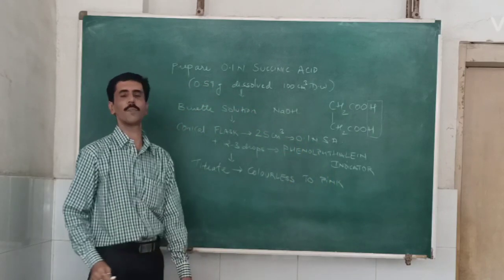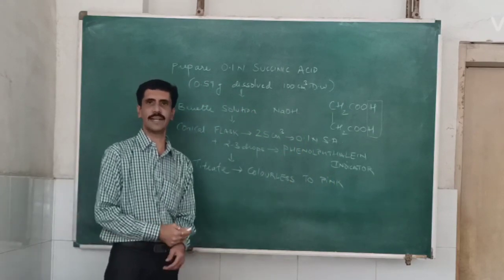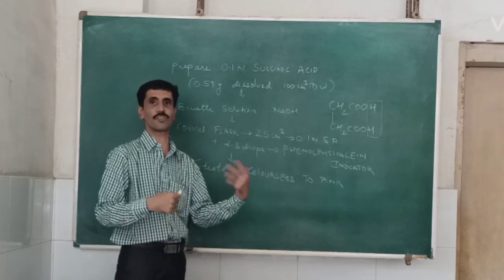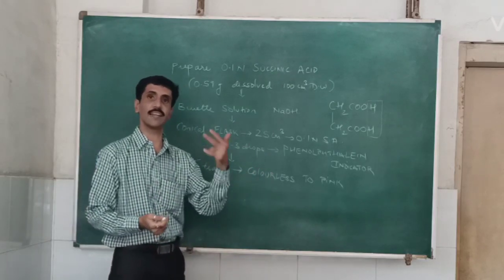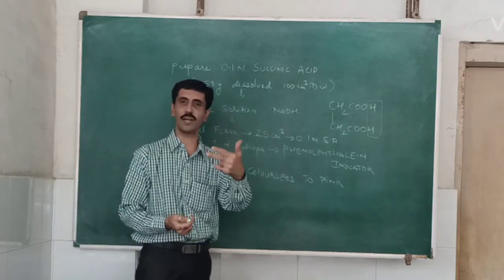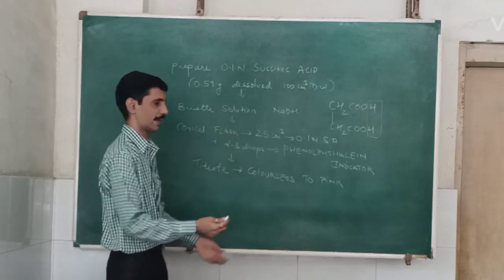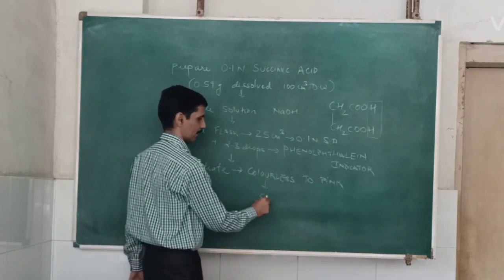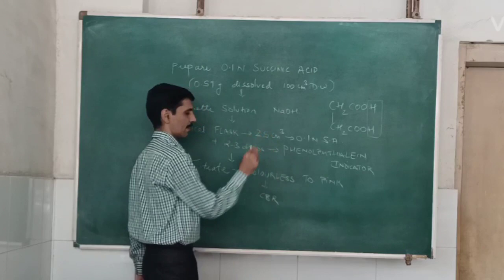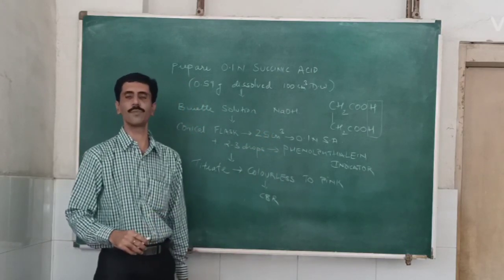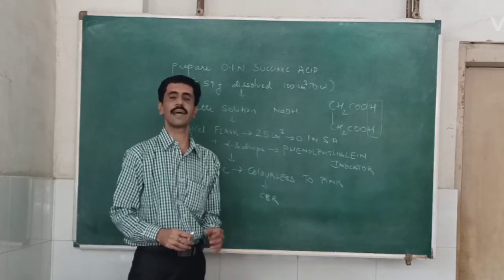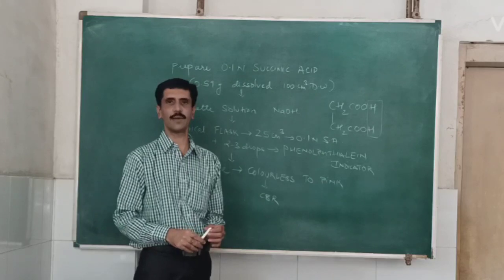Okay, colorless to pink. And you need to record the reading. Carry out this procedure 3 times. Out of the 3, at least 2 readings have to be constant, exactly the same, and that is noted as the CBR. And by making use of the CBR value, we can calculate the exact normality of NaOH.